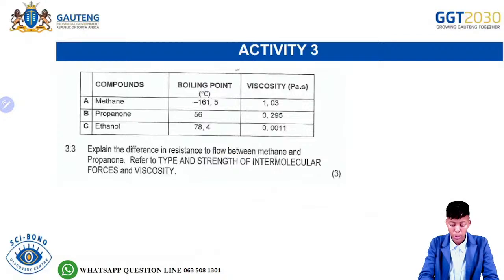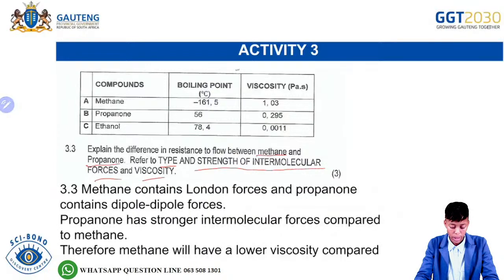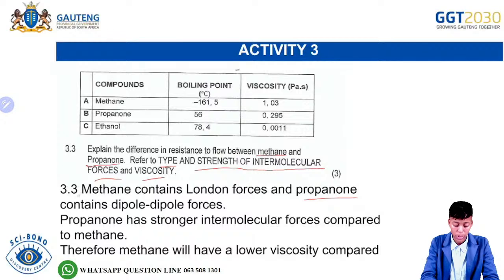So 3.3 says, explain the difference in resistance to flow between methane and propanol. Then it says we need to refer to the type and the strength of the intermolecular forces, and then we also need to talk about the viscosity. So what is it that we know? We are going to state what we know about methane and propanol.